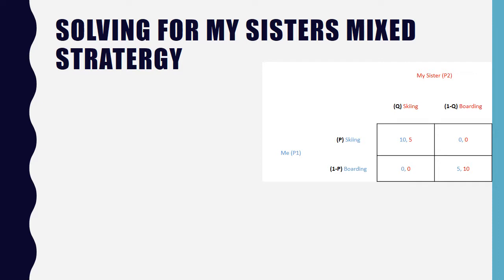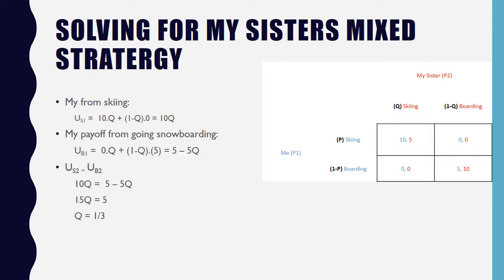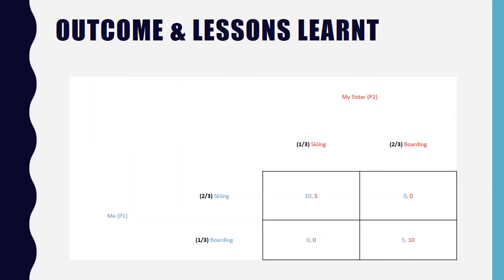We can then use the same method to find my sister or player 2's mixed strategy Nash equilibria. She will ski with probability 1/3 and board with probability 2/3. This can be summarised in this table. Battle of the Sexes is interesting because of the mixed strategy Nash equilibria. It is inefficient and Pareto inefficient, so there will be equilibria that improve utility for both the players.